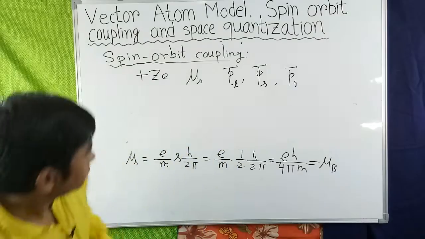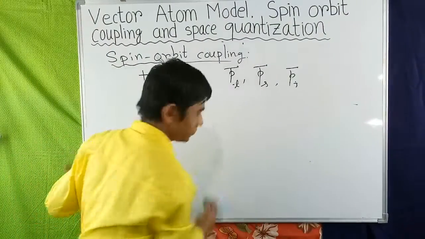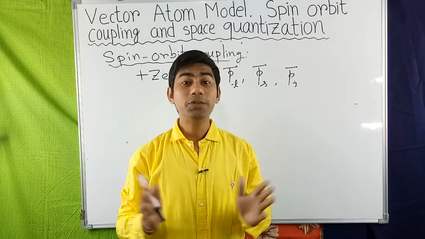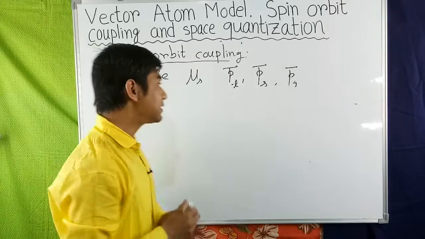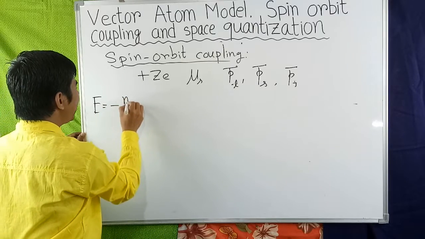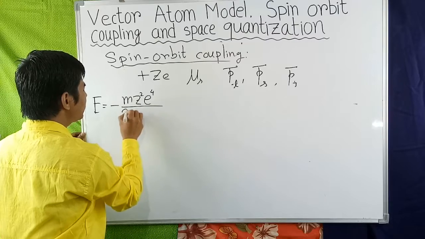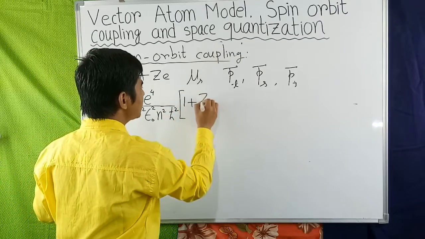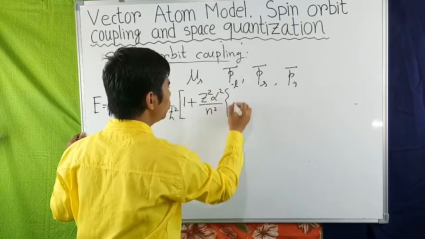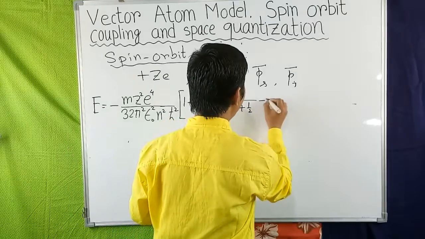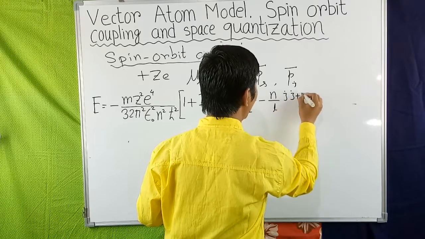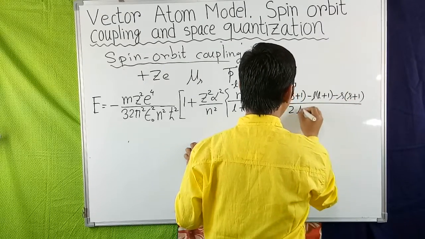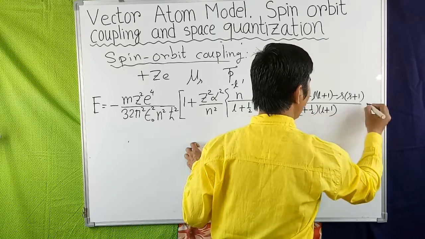Okay, now taking into account the relativistic variation of the mass of the electron and spin orbit coupling, the energy of the electron is given by E equals minus m Z square e to the power 4 by 32 pi square epsilon 0 square n square h cut square into 1 plus Z square alpha square by n square into n by (l plus half) minus n by (j plus 1) minus l into (l plus 1) minus s into (s plus 1) by 2 l plus half into (l plus 1) minus 3 by 4.